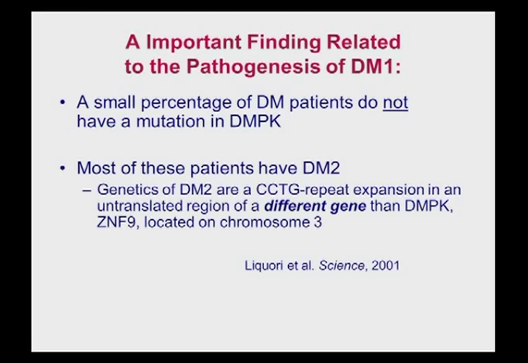So there is a mutation in the zinc finger protein 9, which is located on chromosome 3. And this is also a repeat expansion, but it's a tetranucleotide repeat. It's a CCTG repeat, and it's in an untranslated region, actually within an intronic site. But yet these patients have a very similar phenotype to patients who have a mutation in a completely different gene in a completely different site.